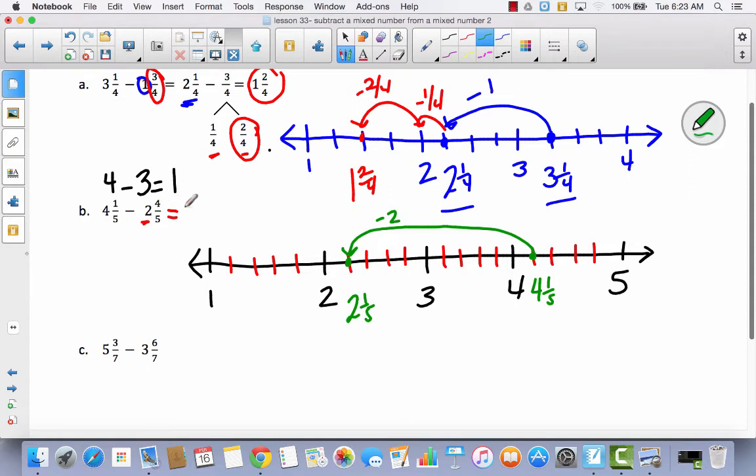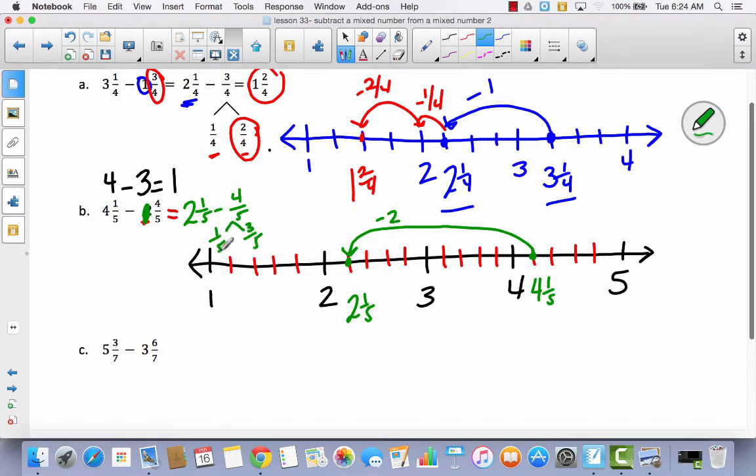Okay, so now I've got 2 and 1/5. I've already taken away this 2. I still have to take away 4/5. So here's where the decomposing comes in. I can't take 4/5 from 1/5. So I'm going to decompose this into 1/5 and what's left over, which would be 3/5.